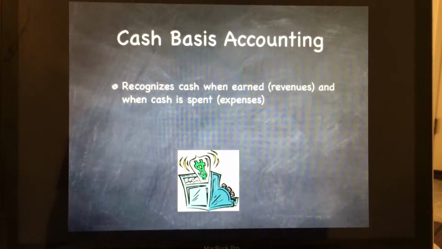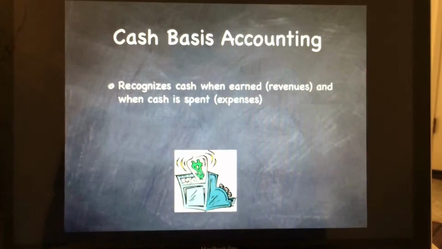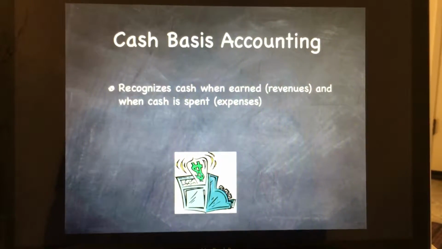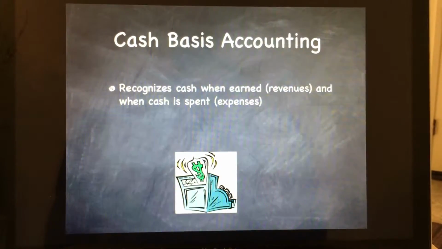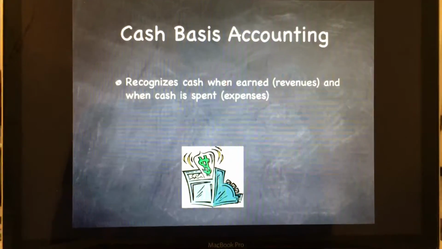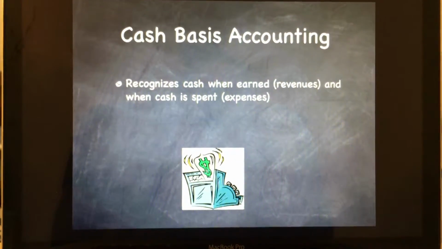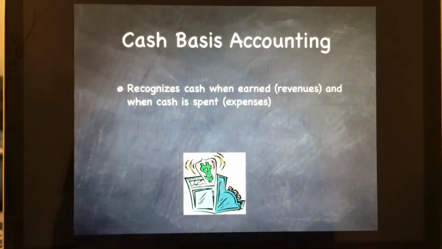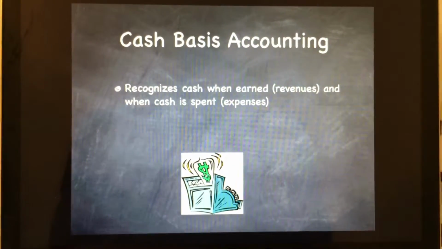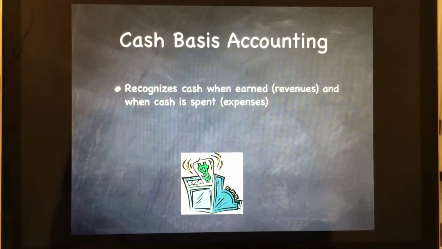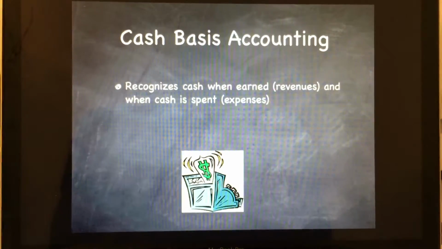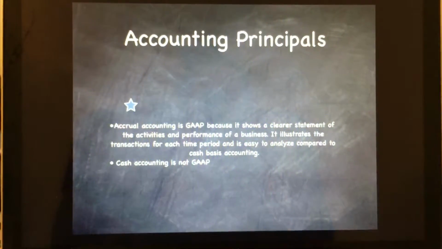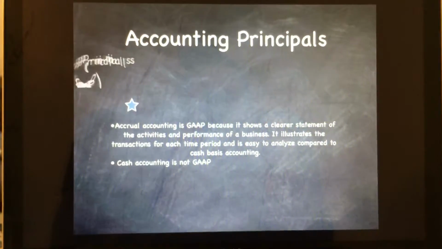And then there's cash basis accounting. It recognizes cash when earned, so your revenues, and when cash is spent, so your expenses. So, the same thing: whenever somebody buys a t-shirt and you earn that cash, you're earning your revenue, and it's going to be recorded at that time. And the same whenever your cash is spent, your expenses are spent. So for the rent, you're going to have a yearly rent, and you're going to record it within that one month.